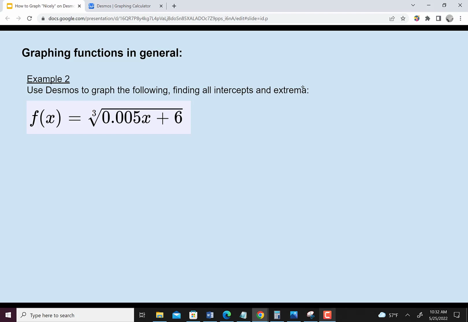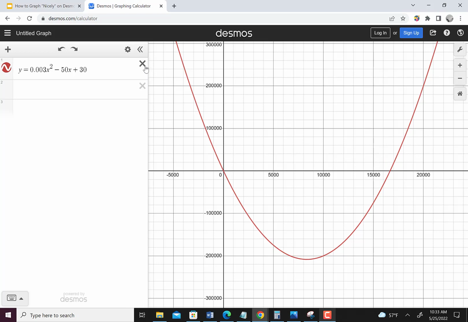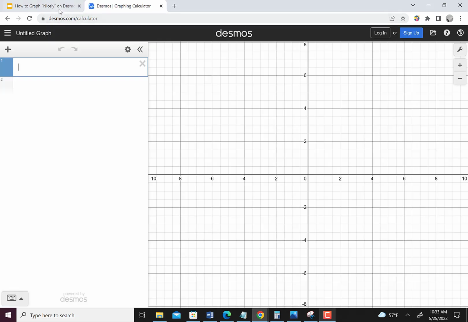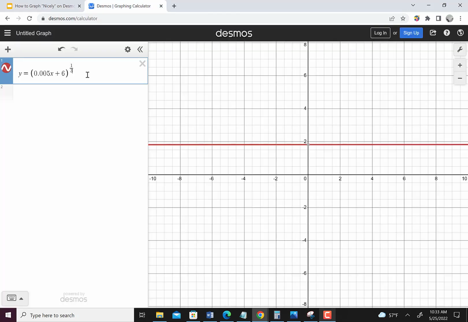Let's graph this function, the cube root of 0.005x plus 6, and again, let's find all the intercepts and extrema. Go back to Desmos. I can get rid of this graph just by hitting the X, and since these numbers are made for my previous graph, I think I'm just going to reload this, put it back to the normal, relatively small numbers, though honestly the other one might have been better. And I wrote a cube root as a 1/3 power.